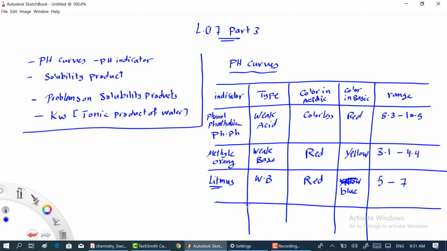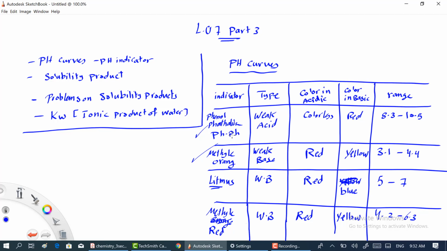Another indicator is called methyl red, not methyl orange, methyl red, and it's yellow in the basic, and its range is from 4.2 to 6.3. Another indicator is called the universal, and we will find in the Zondel a table for the range of indicators. But when we work, I prefer to work with phenolphthalein sometimes and methyl orange.